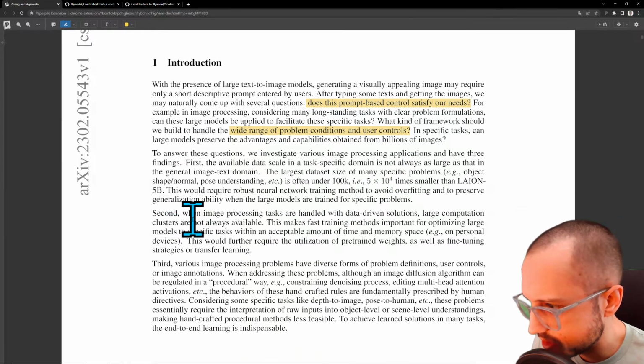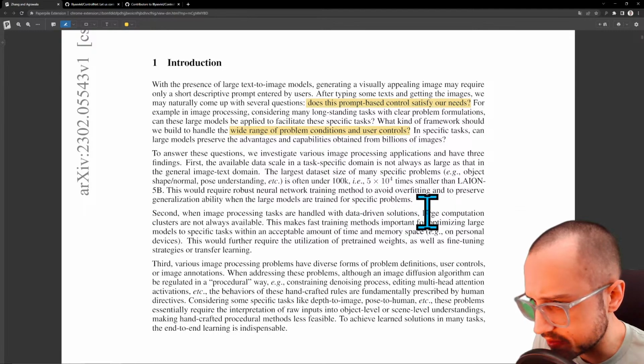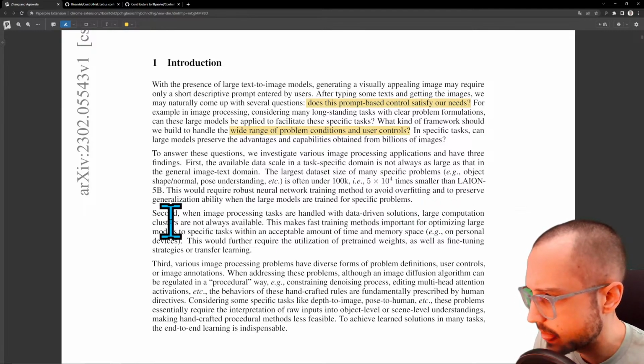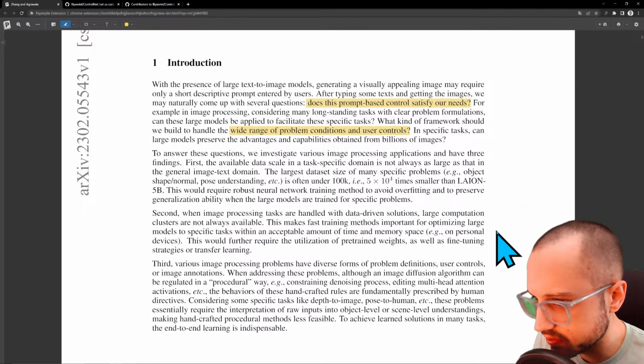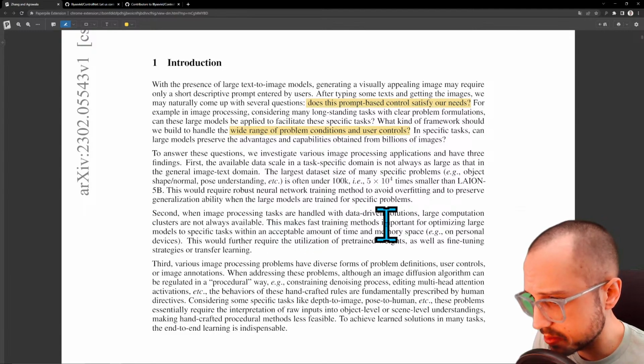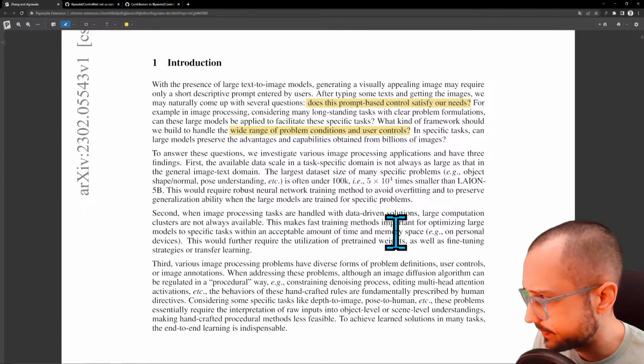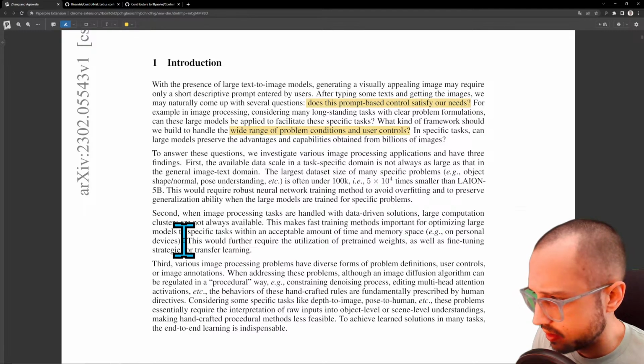Second, when image processing tasks are handled with data-driven solutions, large computation clusters are not always available. This makes fast training methods important for optimizing large models to specific tasks within an acceptable amount of time and memory space. This would further require the utilization of pre-trained weights as well as fine-tuning strategies or transfer learning.